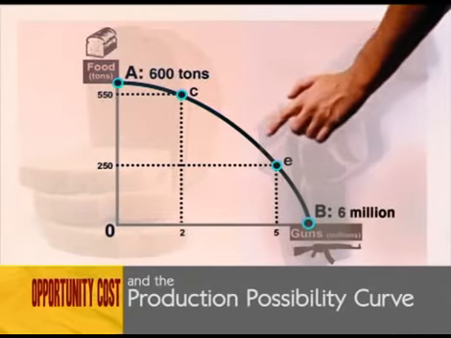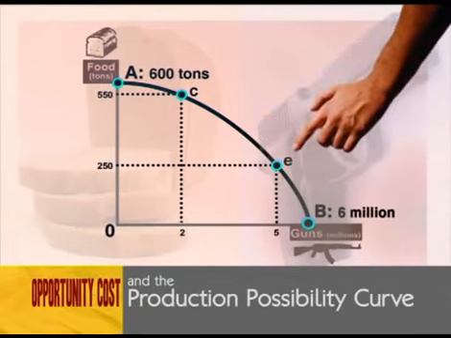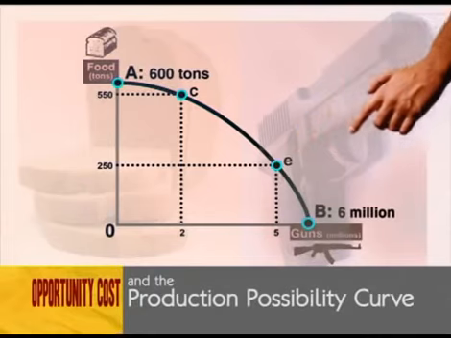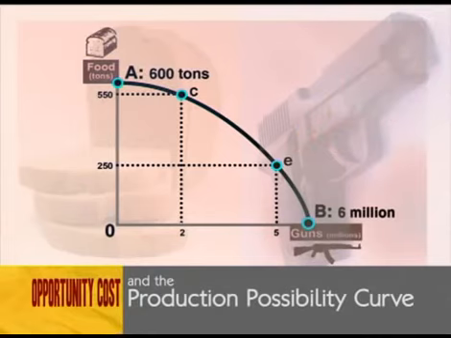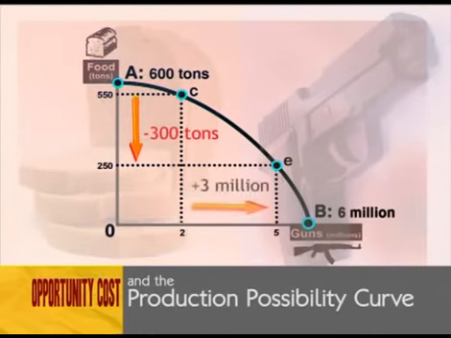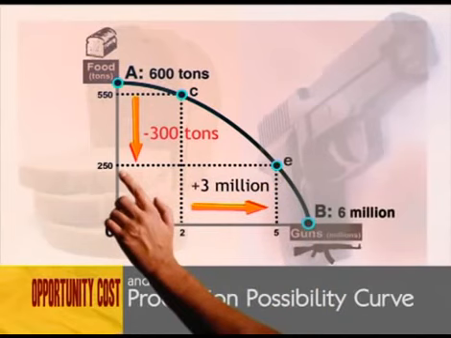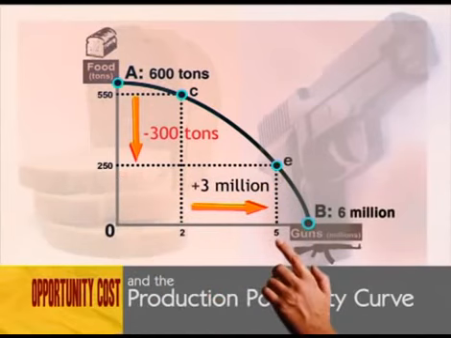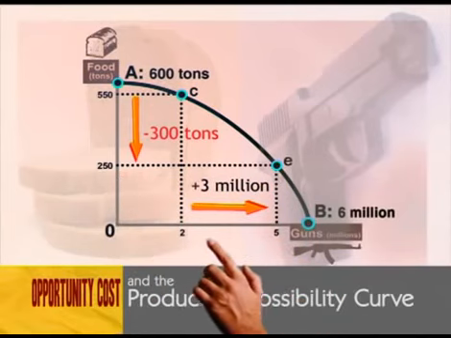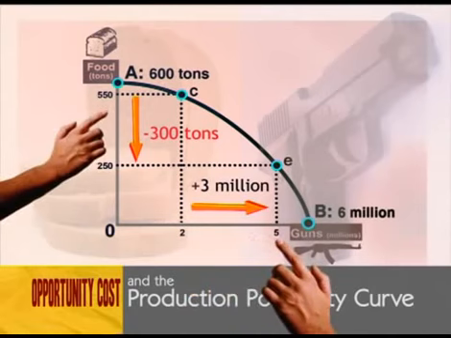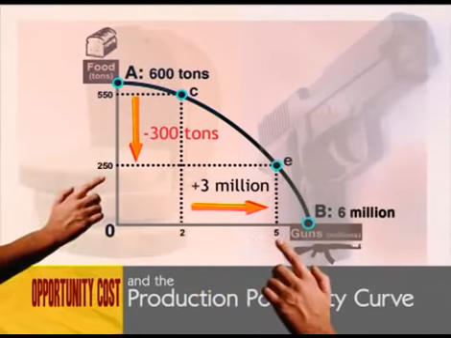At point C, we're able to produce 550 tonnes of food and 2 million guns. But as we move down to point E, resources are moved away from food production towards the production of guns. Consequently, food output declines and the production of guns increases. At point E, we'll produce 250 tonnes of food and 5 million guns. So the opportunity cost of making more guns is the drop in food production. In this case, the opportunity cost of producing 3 million more guns is a decline of 300 tonnes of food production.